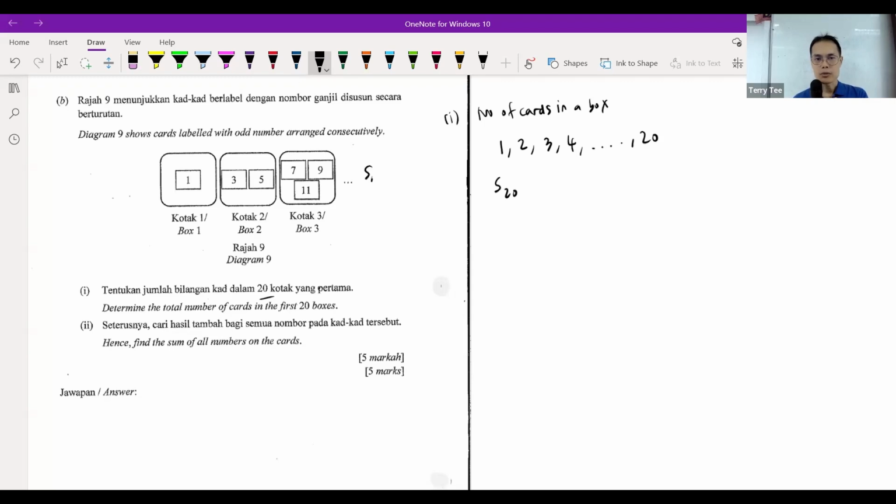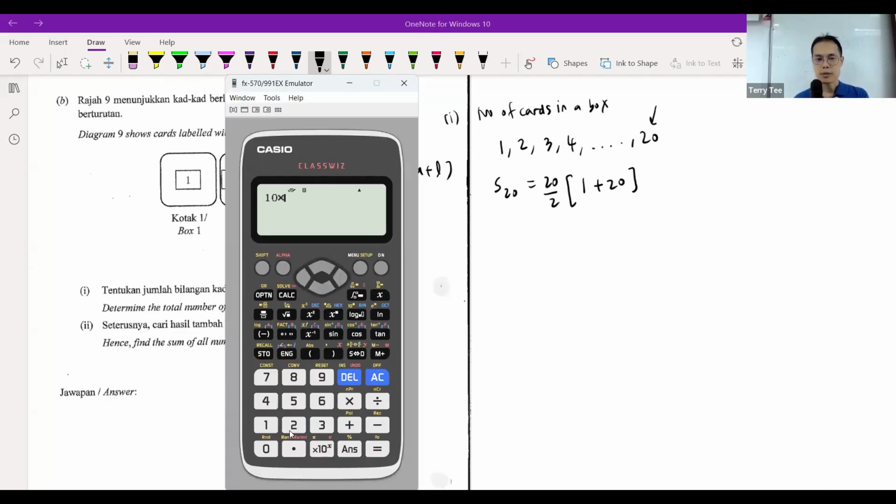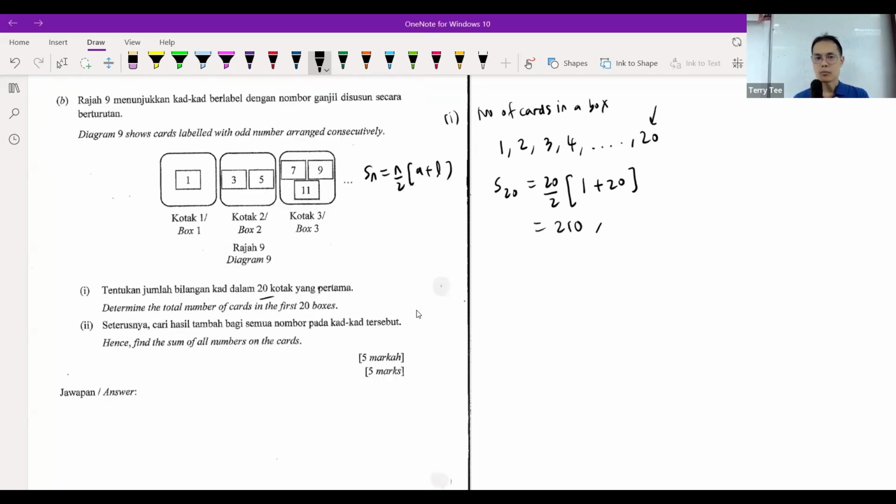Now, for me, I don't want to use 2a plus n minus 1d. I prefer to use a plus l. Why? Because I know the last term l is 20, right? The last box has 20 cards. So your n is 20 divided by 2. The first box, you have 1 card. The last box, you have 20 cards. So this is 20 divided by 2, which is 10 times 21. Answer 210. So meaning total number of cards, they are 210 cards.